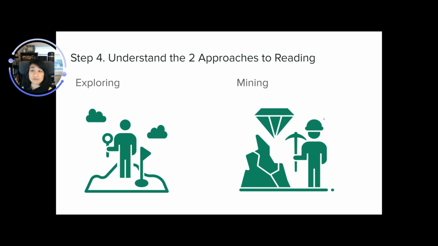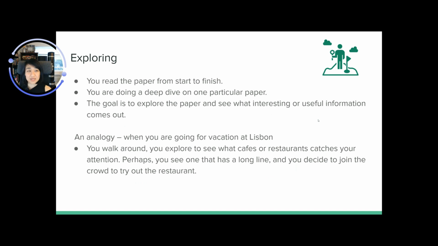Now, step 4 is to understand the 2 approaches to reading. So there are 2 main things. One is exploring and another is mining. So what is exploring? Exploring is when you're just exploring the paper. You're reading the paper from start to finish, okay? You're trying to do a deep dive on one particular paper. And the goal is to explore the paper and see what is interesting or useful that will come out, okay?